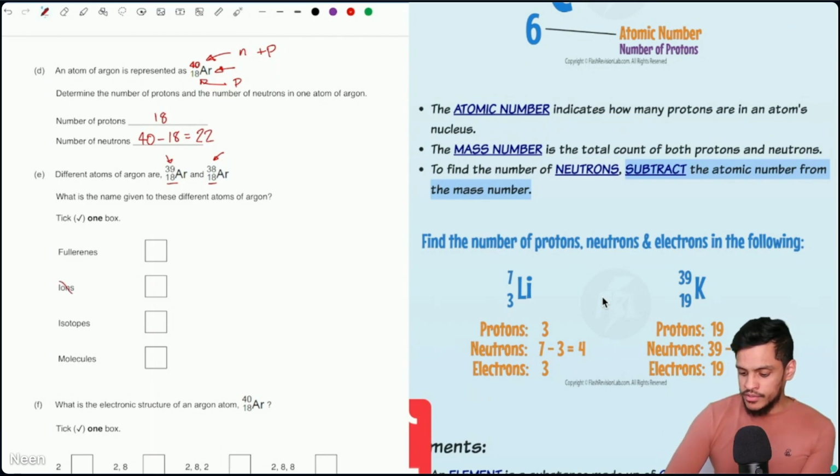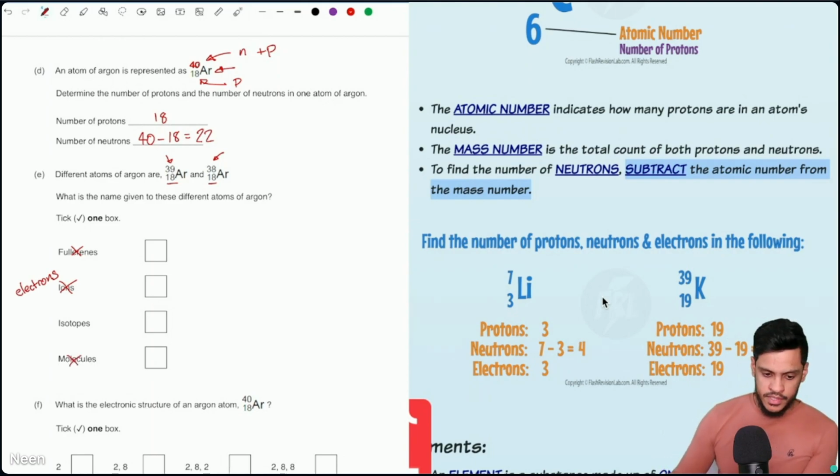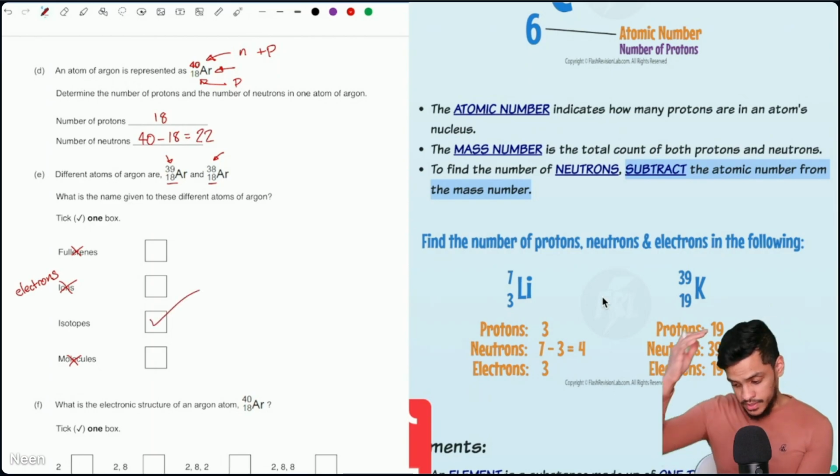Nope, the answer is not ions. Ions is when there are different numbers of electrons. So it's not ions. It's not fullerenes. Fullerenes is like, what is it? Graphite, diamond. It's an allotrope of carbon, basically. So that's nothing to do with argon. It's not a molecule either. It's an isotope. Yep, well done, Lucy. It's an isotope. The answer for this one is isotope.